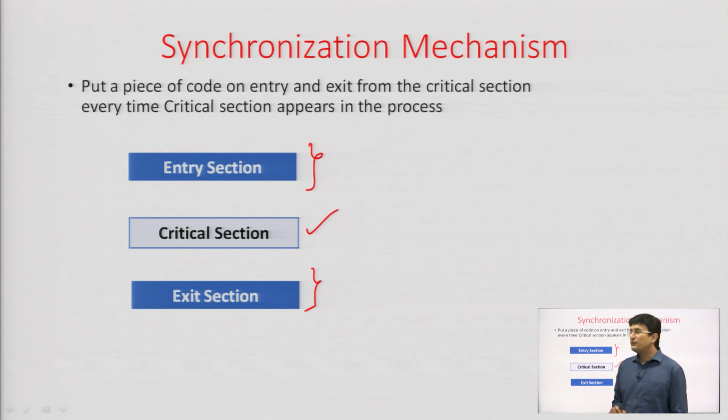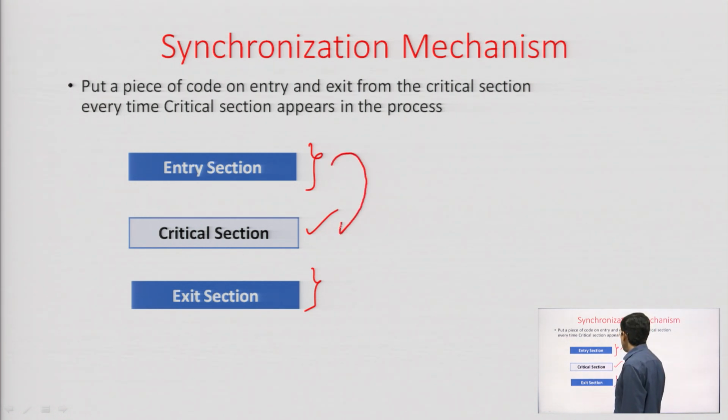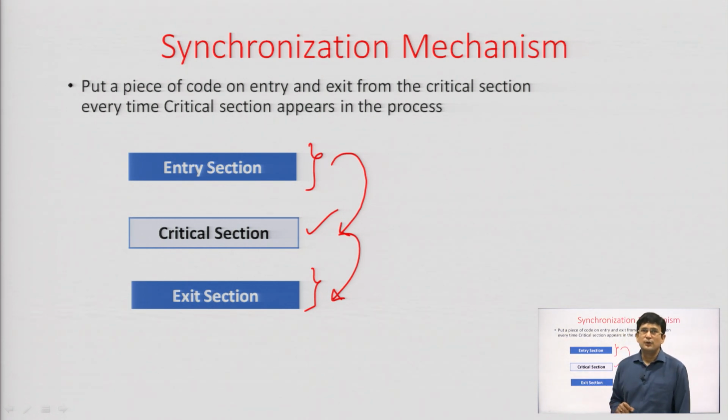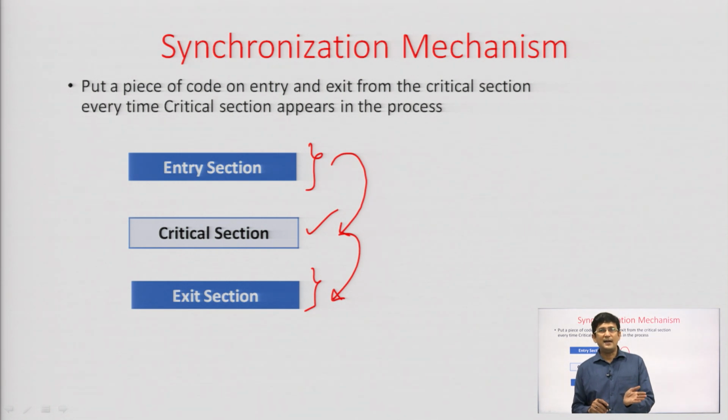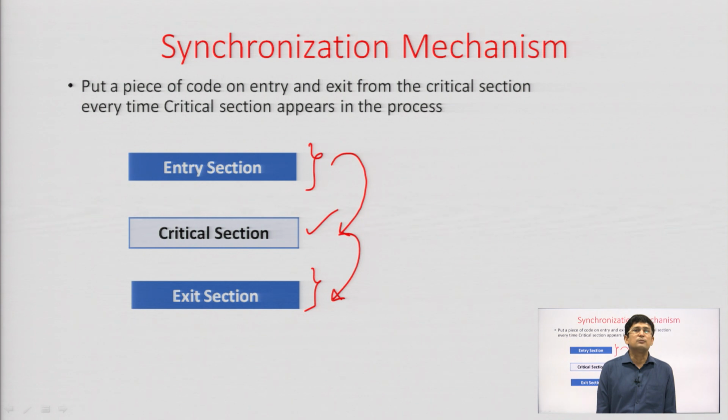In the entry section, we will be checking some conditions, and based on those conditions and setting the values, we can enter the critical section. If we have set any value, that value will be removed while exiting the critical section. So, if we have applied any condition at the exit of the critical section, you should remove those conditions.